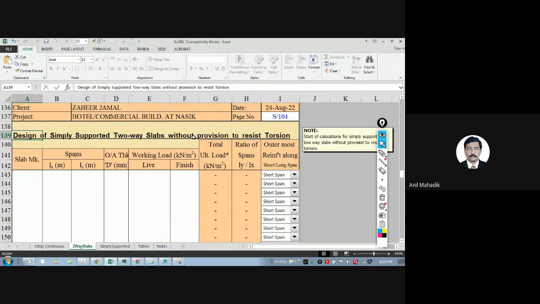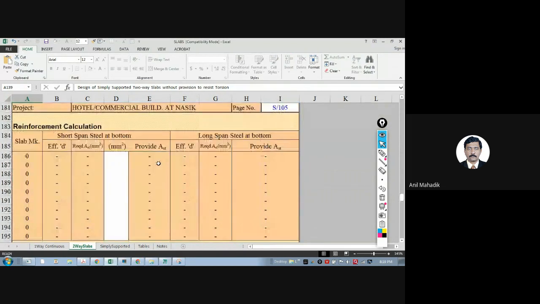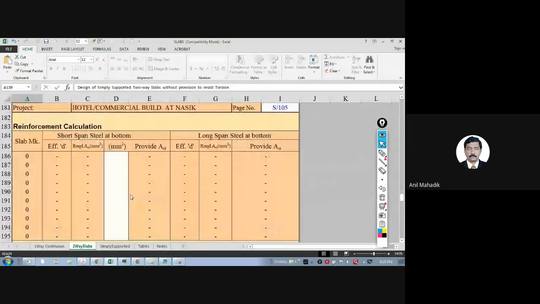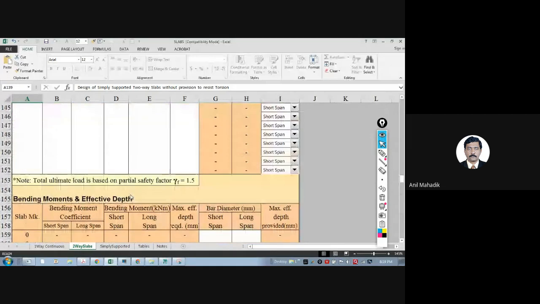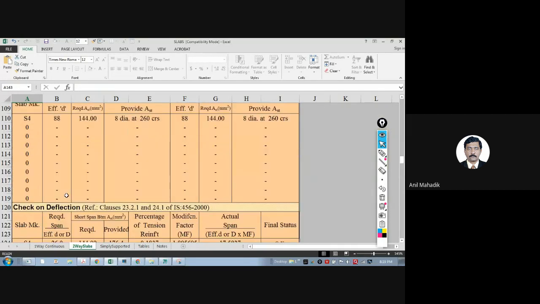Design of simply supported two-way slab without provision. And I think there is a case with provision also. So if you want to design the simply supported two-way slab without provision to resist the torsion, then you can use this sheet.